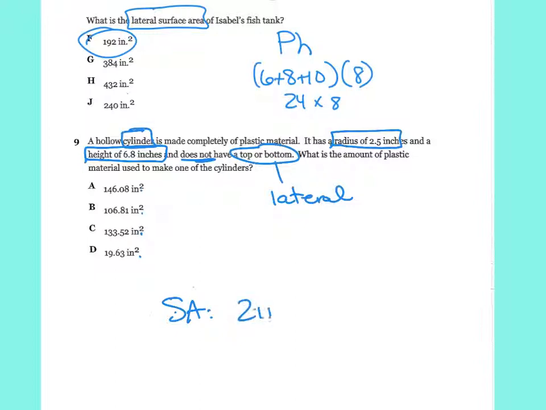And that formula is 2 pi r h. So 2 times pi times radius times the height. Plug it all in. So 2 times pi times 2.5 times 6.8 is 106.81.